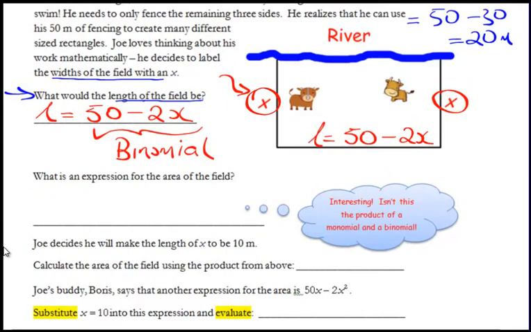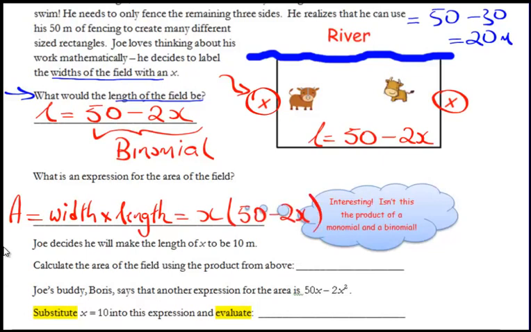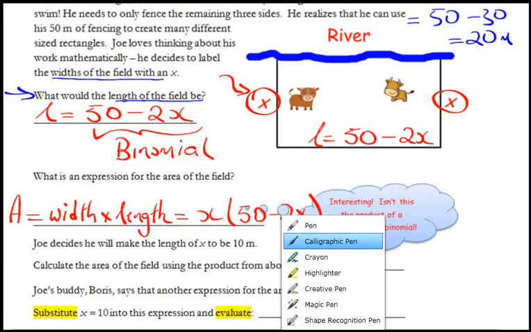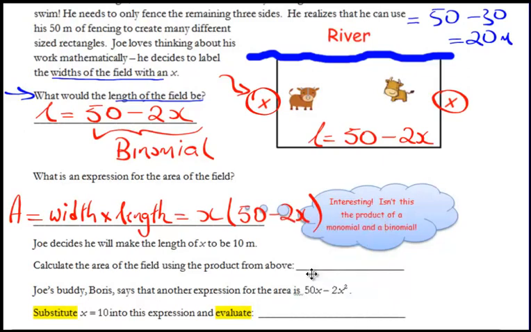Now, the next question that we have here is, what is an expression for the area of the field? Now, we know that area is equal to width times length, isn't it? So if we go through, we know that the width of our field is equal to X, and the length of our field is going to be 50 minus 2 times whatever X is, so 50 minus 2X. So guess what? We have an expression for the area of the field, don't we? So there it is there. Now, what's interesting to me here is that this is the product of what?